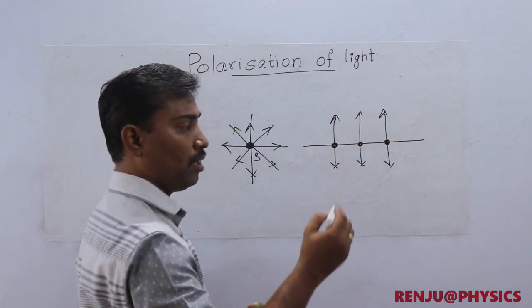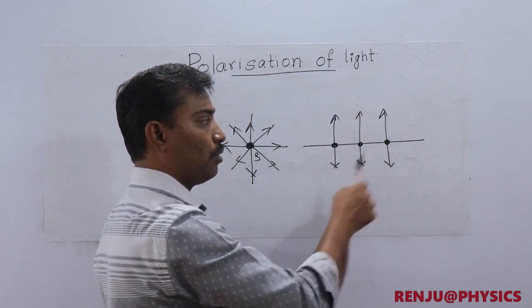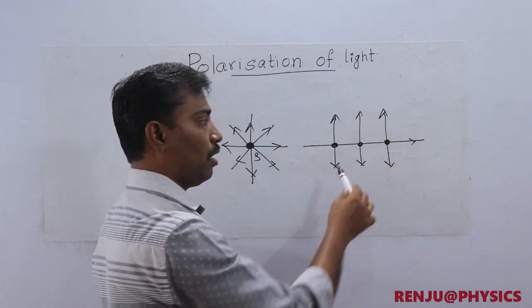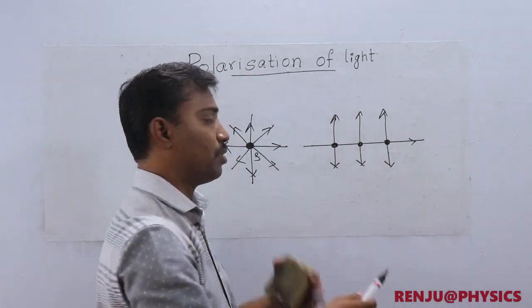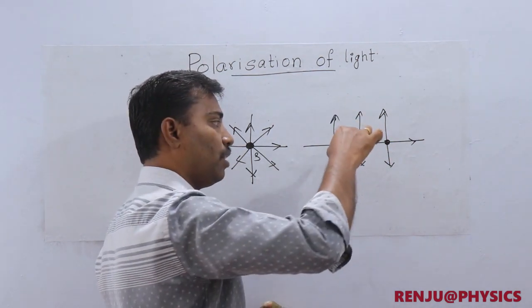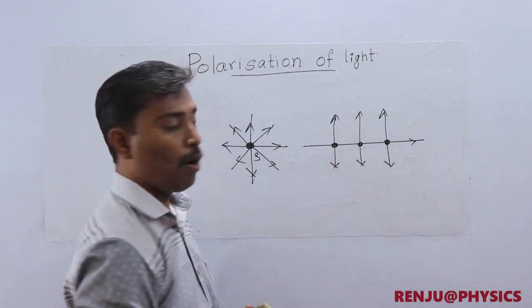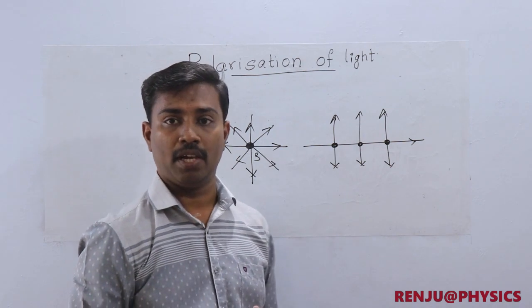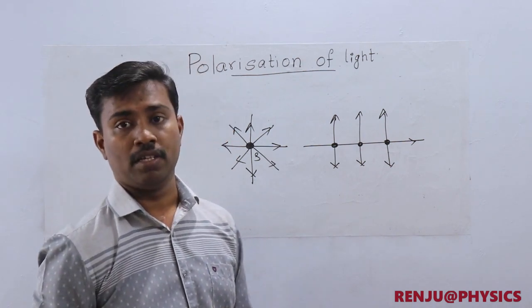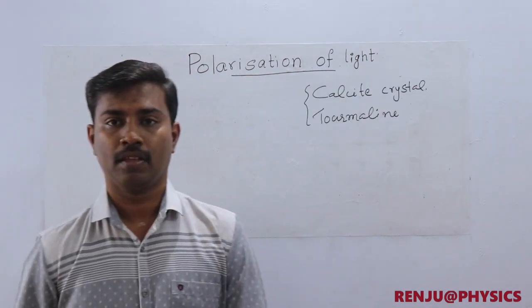Here the dot represents the vibration into the plane of the board, and this is the propagation direction, so both are perpendicular to each other. There is an up and down arrow, and here the vibration will be into the board. So these are the representations of propagation of an electromagnetic wave, or otherwise propagation of an unpolarized light.